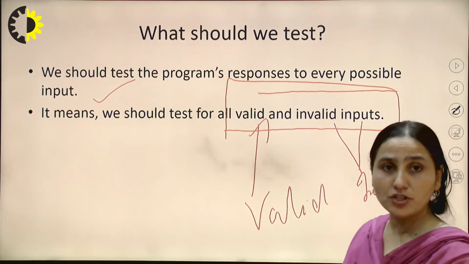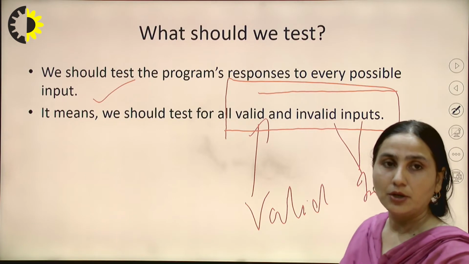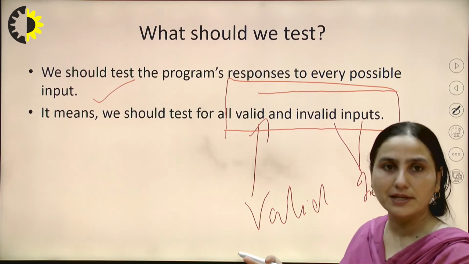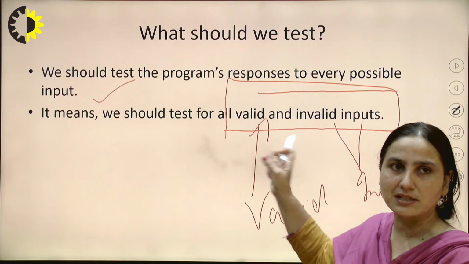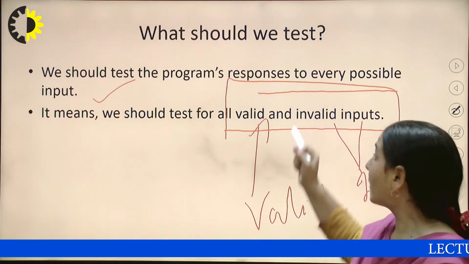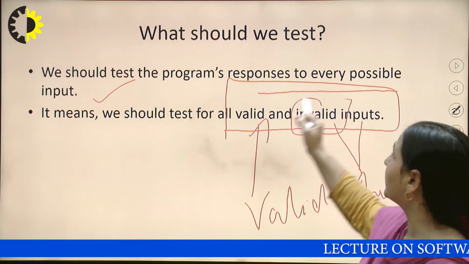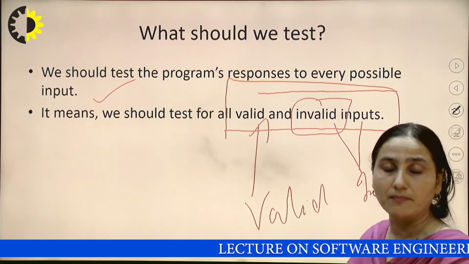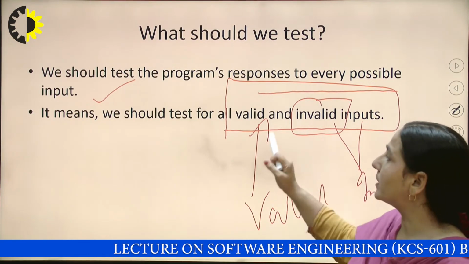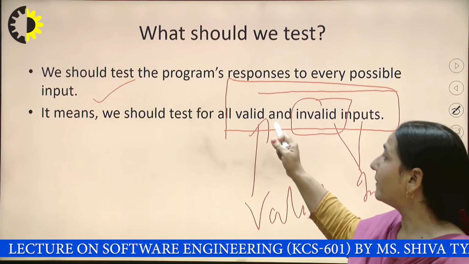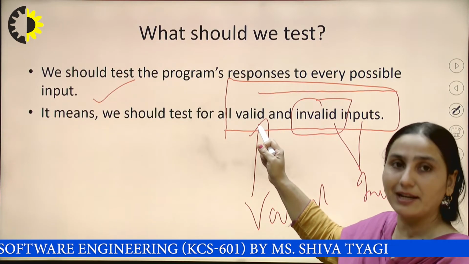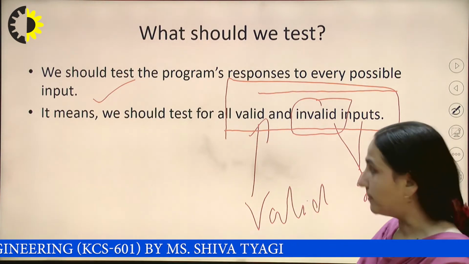The system, of course, is going to work properly if we fulfill all the proper rules and regulations and produce valid inputs. Of course, it is going to work. But how does the system respond if we give some invalid type of inputs to the system? So we should always test the software for whatever valid inputs we are giving and whatever invalid inputs we are giving to the system.